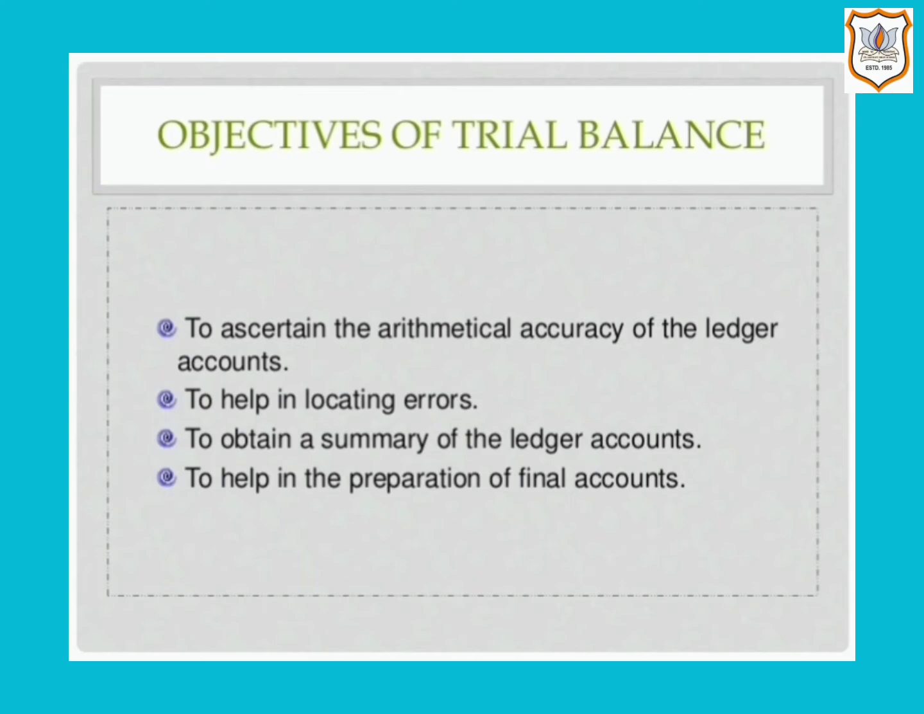Now let us discuss the objectives of a trial balance. First is to ascertain the arithmetical accuracy of ledger accounts. The trial balance enables one to establish whether posting and other accounting processes have been carried out without committing arithmetical errors. Then second is to help in locating errors. The trial balance helps in locating errors in bookkeeping work. It should, however, be borne in mind that it does not disclose all the errors in bookkeeping but only the arithmetical inaccuracies.